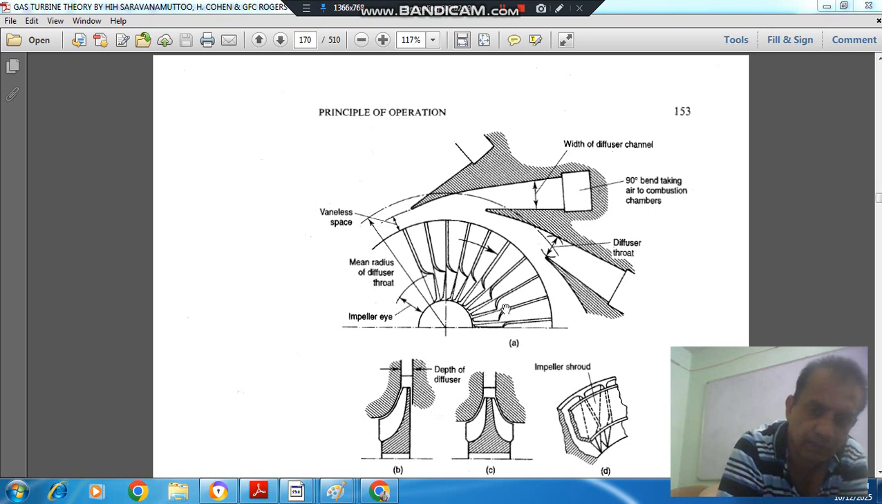velocity. Here the flow enters the impeller axially and then changes its direction to radial direction, and some velocity is imparted by the impeller also to the flow, but it leaves the impeller in radial direction. So mass flow rate can be said as pi into D into depth of impeller into this radial velocity, because radial velocity is perpendicular to this area.